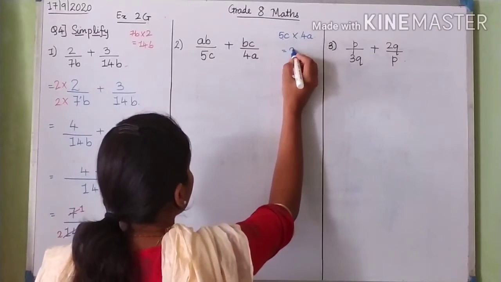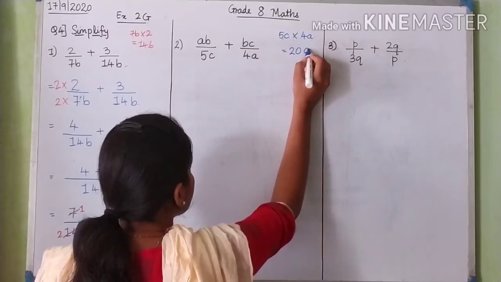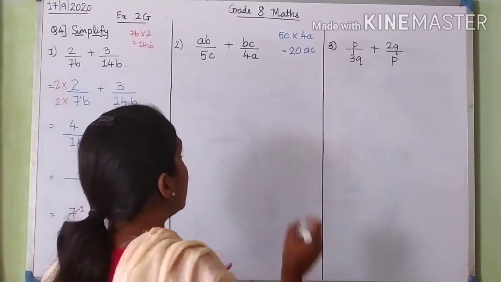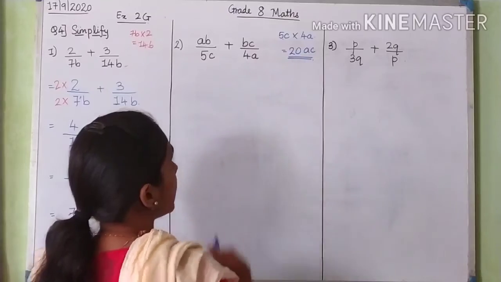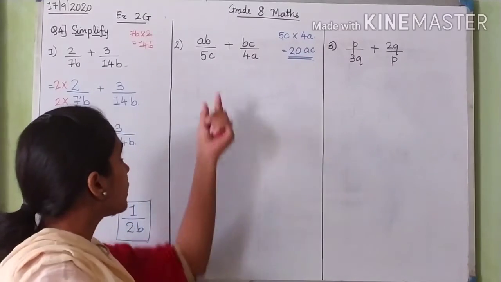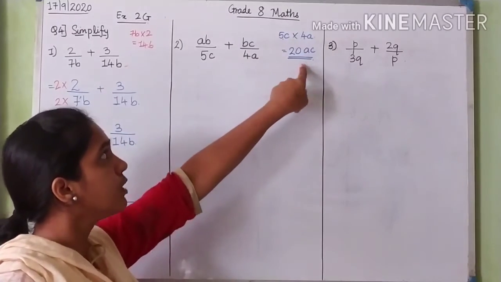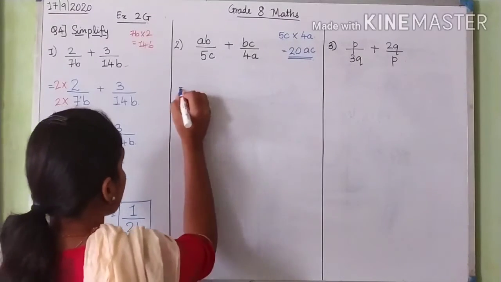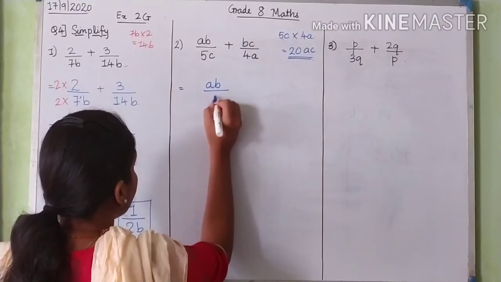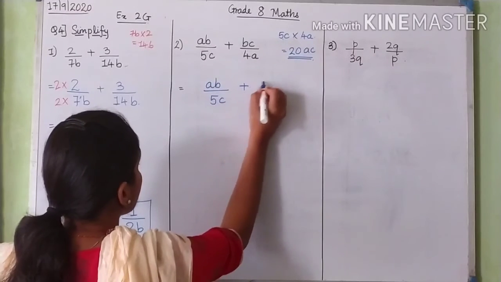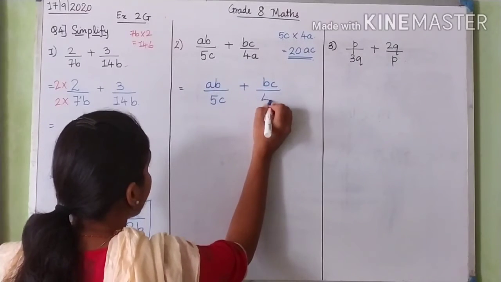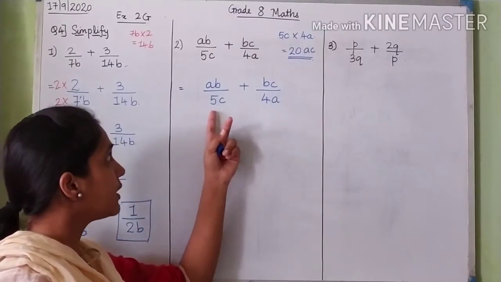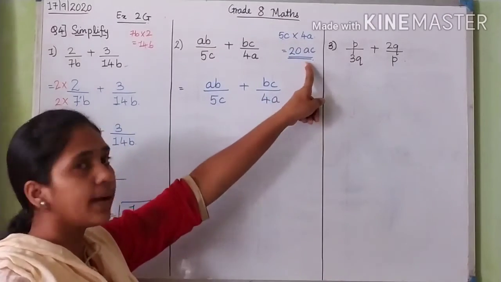5 into 4 is 20, and c into a is ca, or we can write ac. Okay, so this is going to be our LCM now, so we have to convert these denominators to 20ac. So we have AB divided by 5c plus BC divided by 4a.